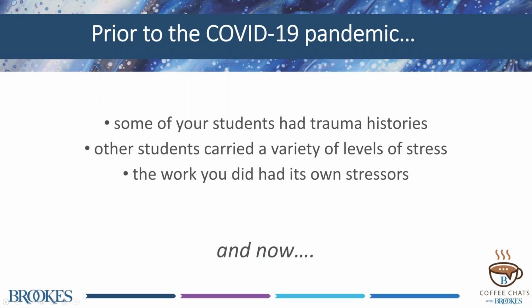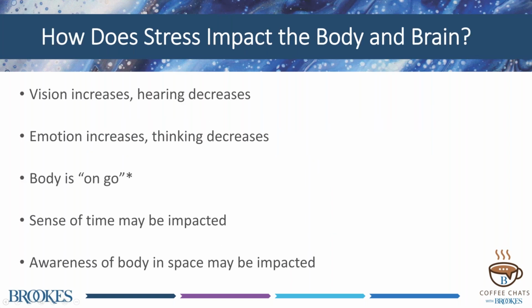So we know that prior to COVID-19, our classrooms had students with a whole range of experiences. We had some with low life stress and others with very intense stress or trauma, and all experiences in between. We also know as educators, we were juggling a lot and we were carrying our own stress. Then COVID-19 hit, and for most people, we adults and our students alike, stress kind of exploded. So how does this stress impact us?